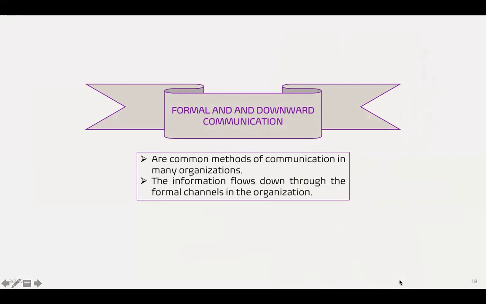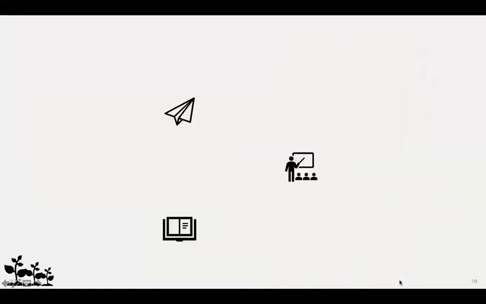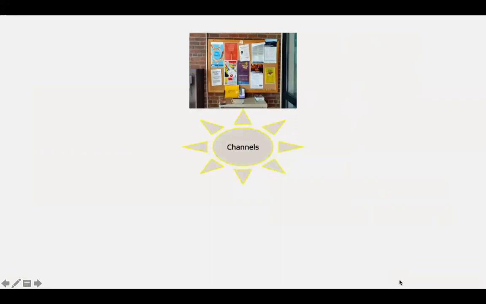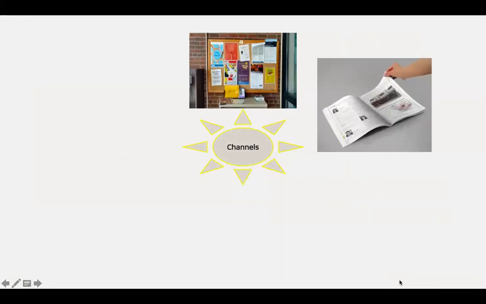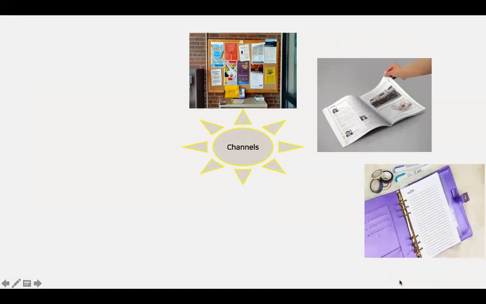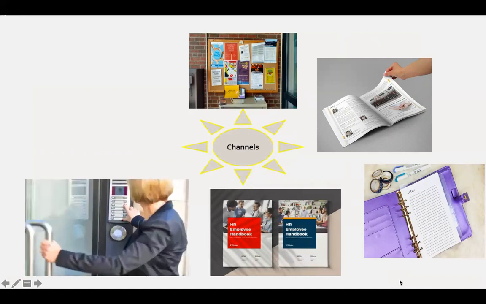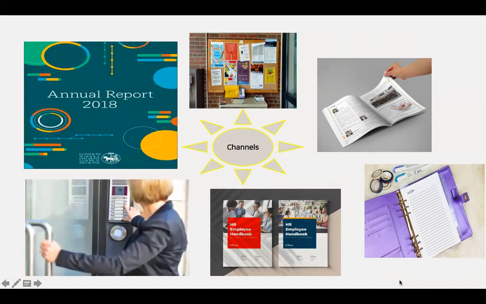The information flows down through the formal channels in the organization. Information sent down will be in the form of orders, instructions, and routine information. The channels used to carry the information downwards are posters and bulletin boards, company magazines and newspapers, letters and pay inserts, employee handbooks and pamphlets, information racks, loudspeaker or intercom system, annual reports, and so on.